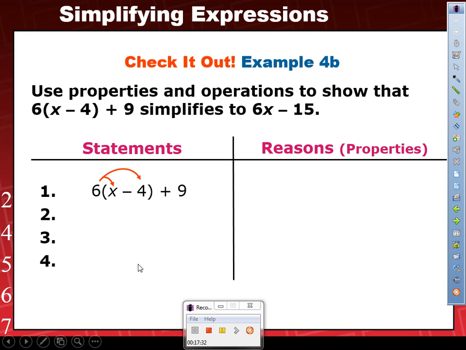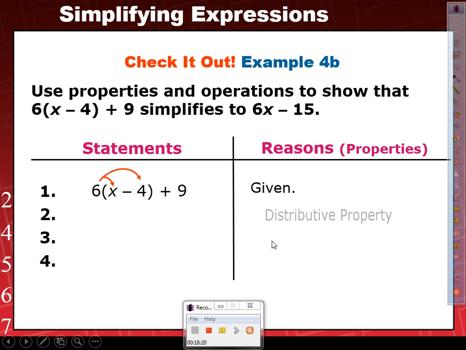So then what do we do after that? Tell your neighbor, please. Step 2. So the first step is given. I heard second step, distributive property. So you have something like this, 6 times x minus 6 times 4 plus 9.